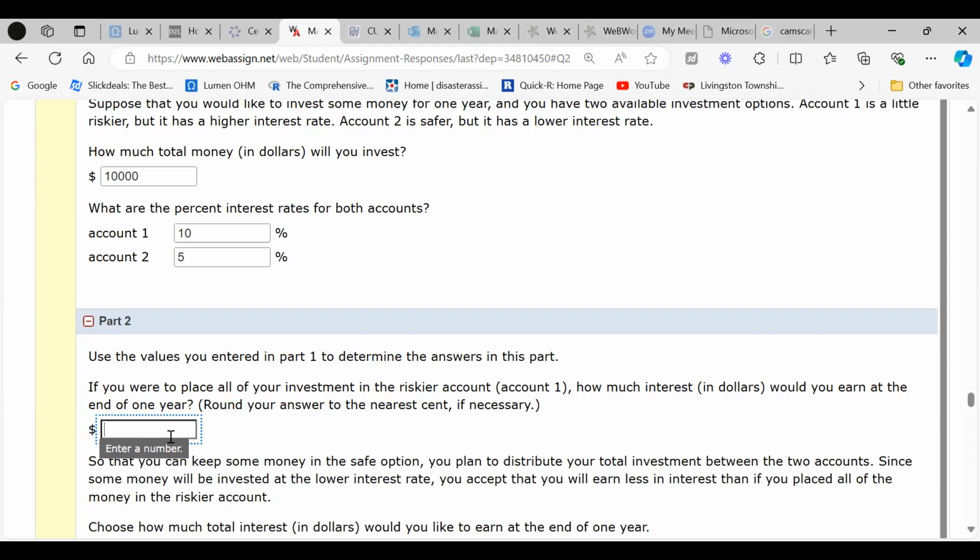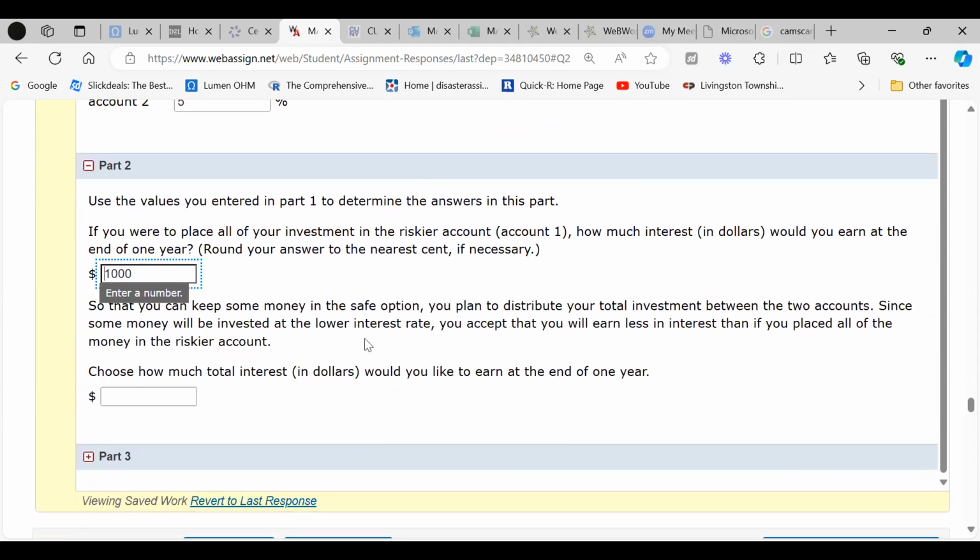So you do 10,000, right? Times 10%. 10% is 0.1, so it's 10,000 times 0.1, which is 1,000. That means you're making $1,000 after year one. Okay, $1,000 interest.